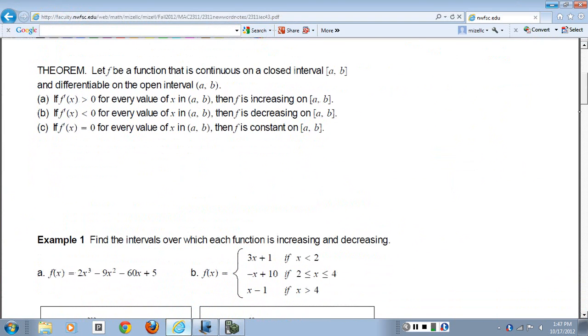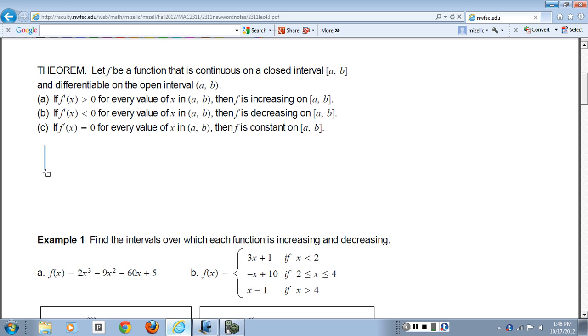Then we have a theorem. Let f be a function that's continuous on a closed interval, differentiable on the open interval with the same endpoints. The theorem has three parts. If f prime is positive, greater than 0, for every value of x in the open interval where it's differentiable, then f is increasing on that corresponding closed interval where it is continuous.